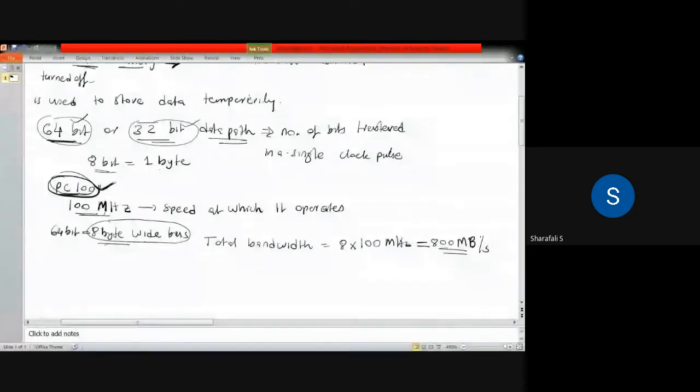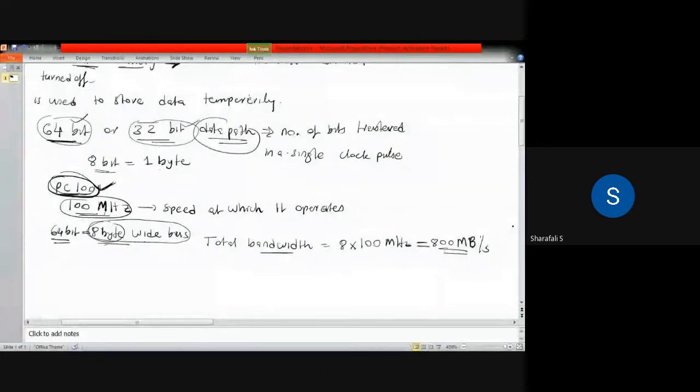Okay, PC 100. So I have just given you this math, how we can calculate the bandwidth of that particular RAM if you're having 100 megahertz of speed and 8 bytes, which means 64-bit. If the system is in 64-bit, if it is having a data path equal to 64-bit, in that case we will be having a bandwidth of 800 MB per second. Okay. And this is how we can calculate that bandwidth.